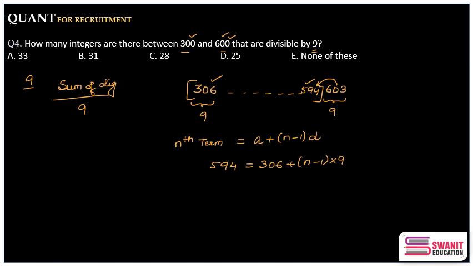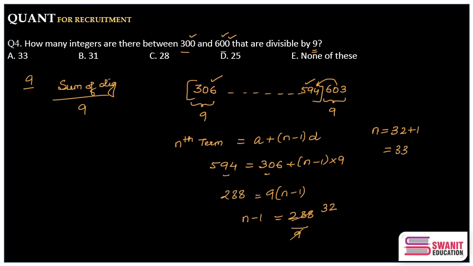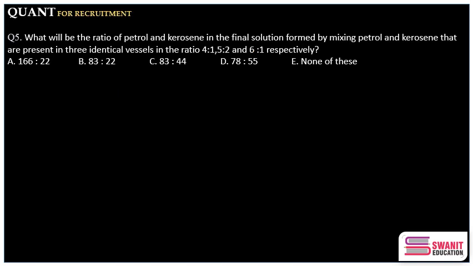So when I rearrange the things, 594 minus 306 gives me 288, which is equal to 9 times (n minus 1), where n minus 1 becomes 288 divided by 9. Upon cancellation, 9 threes are 27, 9 twos are 18. So my value of n becomes 32 plus 1, and that is 33. So 33 such numbers exist between 300 and 600 which are divisible by 9. Now like you can see here, it's a compilation of various subtopics. Fine. Let's talk about another question quickly.